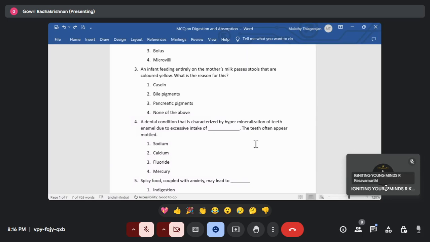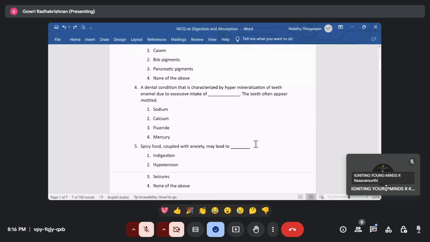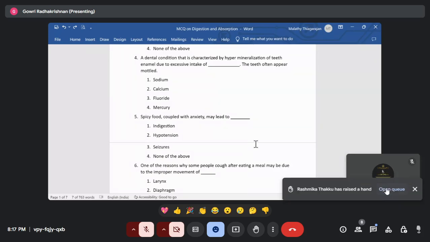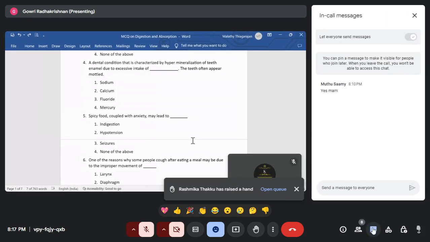Okay, all right. Now the fourth question. A dental condition that is characterized by hypermineralization of teeth enamel due to excessive intake of dash. The teeth often appear mottled. Can anyone tell me?